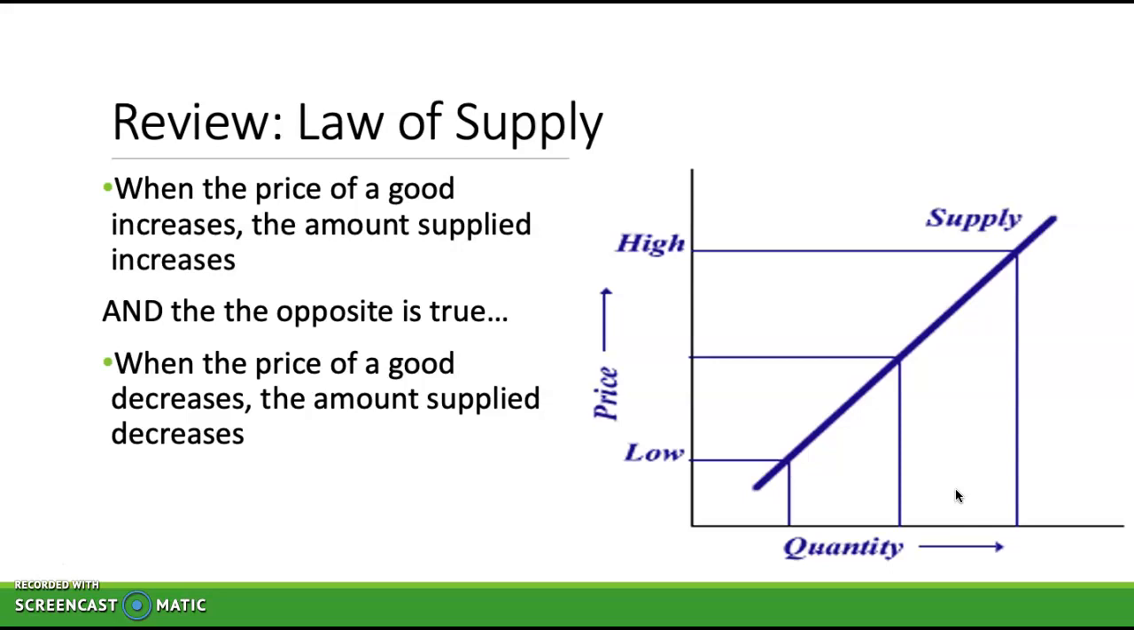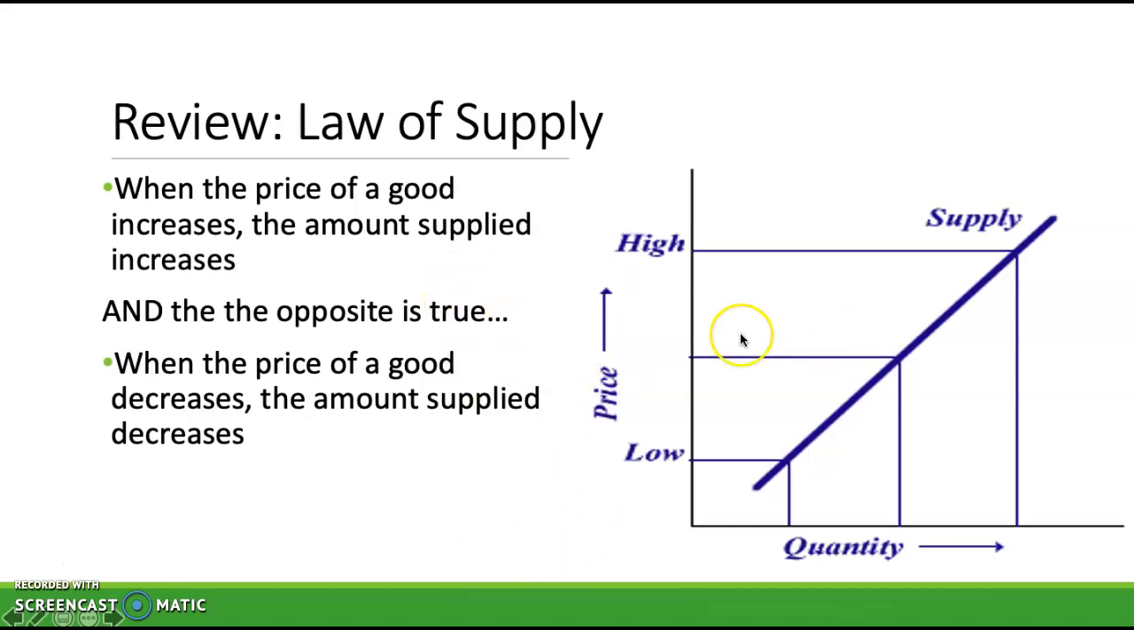So remember, when we were talking about the law of supply, it essentially incorporates 2 main ideas. The first is that when the price of a good increases, the quantity supplied will also increase. Then the opposite is also true. When the price of a good decreases, the quantity supplied will also decrease. So the price of a product and the quantity supplied of that product are directly related to each other. When one goes up, the other will also go up. When one goes down, the other will also go down.